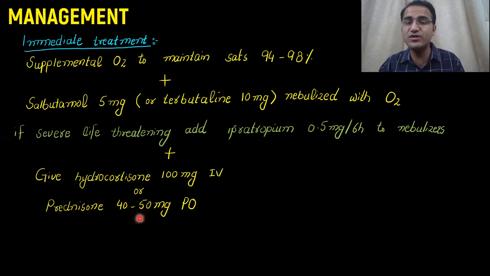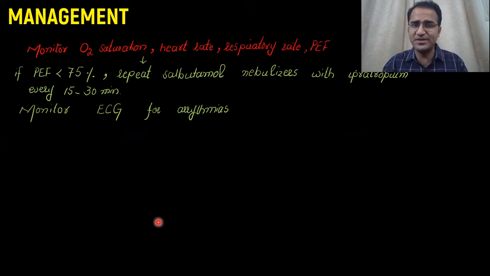So you have to give steroids to reduce that inflammation, reduce the damage due to that inflammation, and you give bronchodilators to fight that constriction. You dilate the bronchi and bronchioles and you reduce the inflammation by giving steroids. You give hydrocortisone 100 mg IV, or you can give prednisone 40 to 50 mg orally, depending upon the severity.